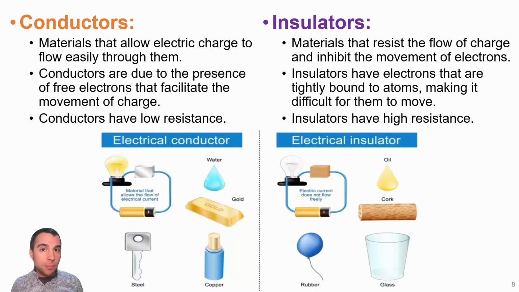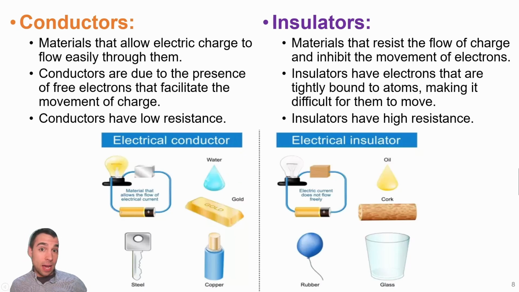So there are certain objects that allow charge to move freely within them, and there are certain objects that prevent charge from moving freely within them. We call these conductors and insulators respectively. Conductors allow electric charge to flow freely within them because there are electrons that are not tightly bound to the atoms within that material. The electrons are considered free electrons. They can move throughout the material. And in general, conductors have very low resistance. So we're talking about metals, we're talking about water, or wires. Things like that are good conductors.